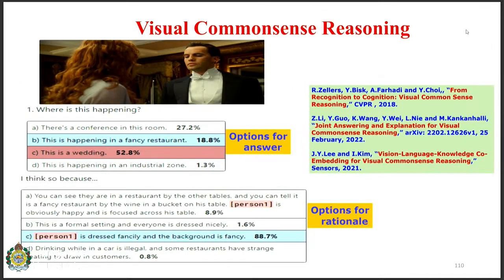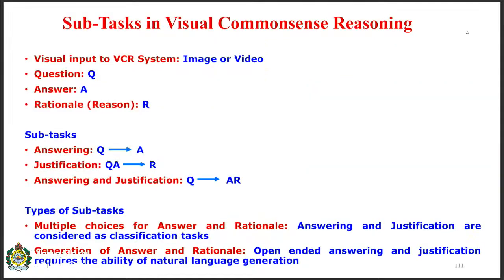Okay, and the most challenging task is coming up with the reason as well as the answer, right? Again, we have explained this earlier. Okay, so there are a few subtasks here. The input is image or video, then there is a question, then an answer needs to be generated, and a rationale or the reason needs to be generated.